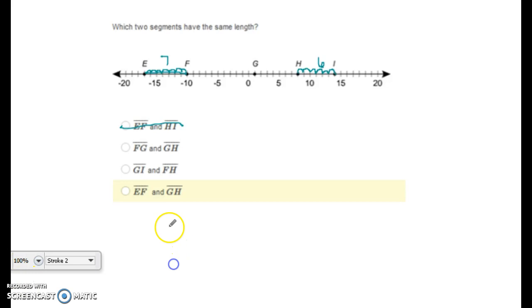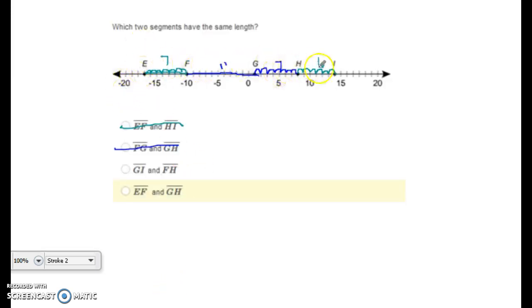All right, let me pick a different color. FG, it goes from -10 to 1. So that should be 11 units if we count it. All right, and then GH goes from 1. I'm just going to count this one. 1, 2, 3, 4, 5, 6, 7. Okay, those are not the same. Let's check the next one.